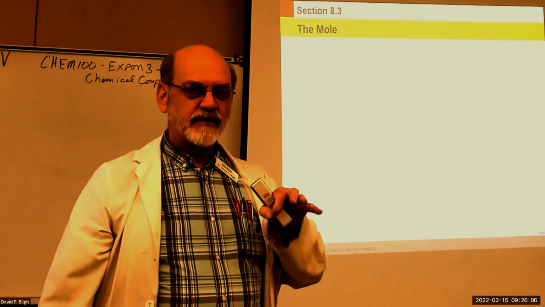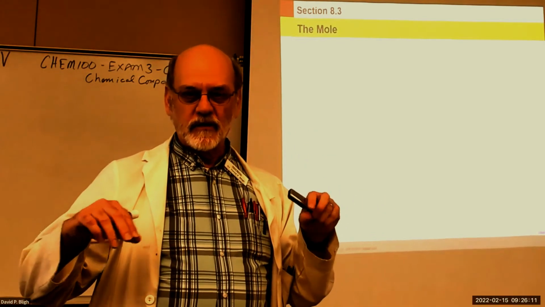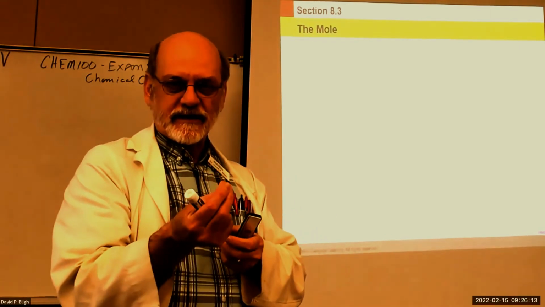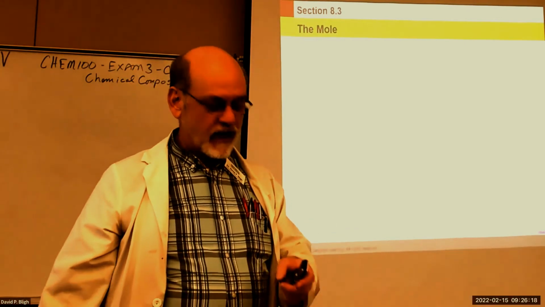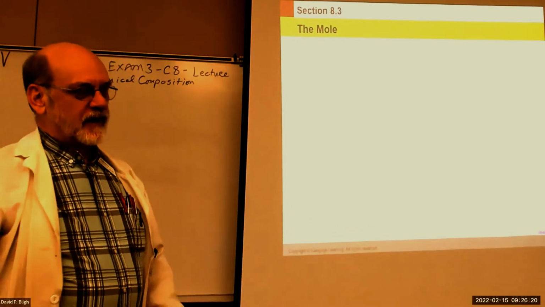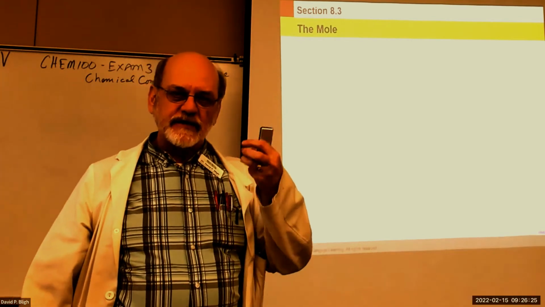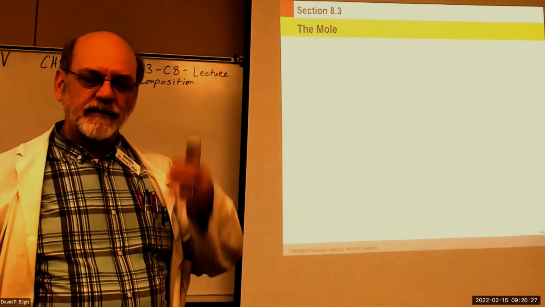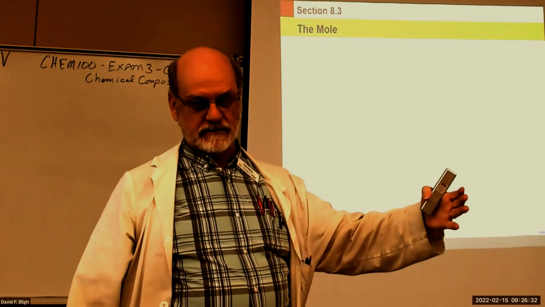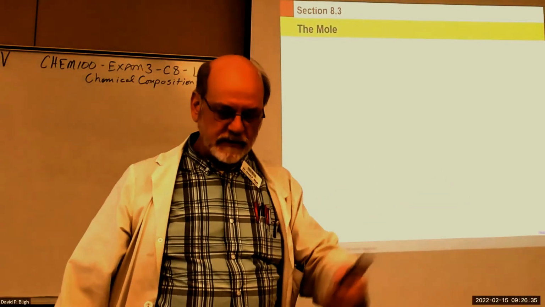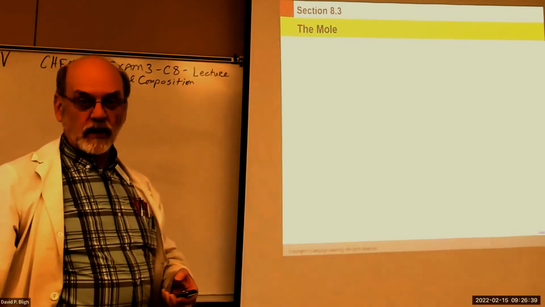Here's the next step. Here's the problem. I don't know any balance that will weigh out a sample of an element and give you the answer in atomic mass units. It does not exist. Not in my universe anyway. So we need some way to make the jump between numbers of atoms and actual mass, say in grams. Our balances weigh in grams. And the jump is called the mole.